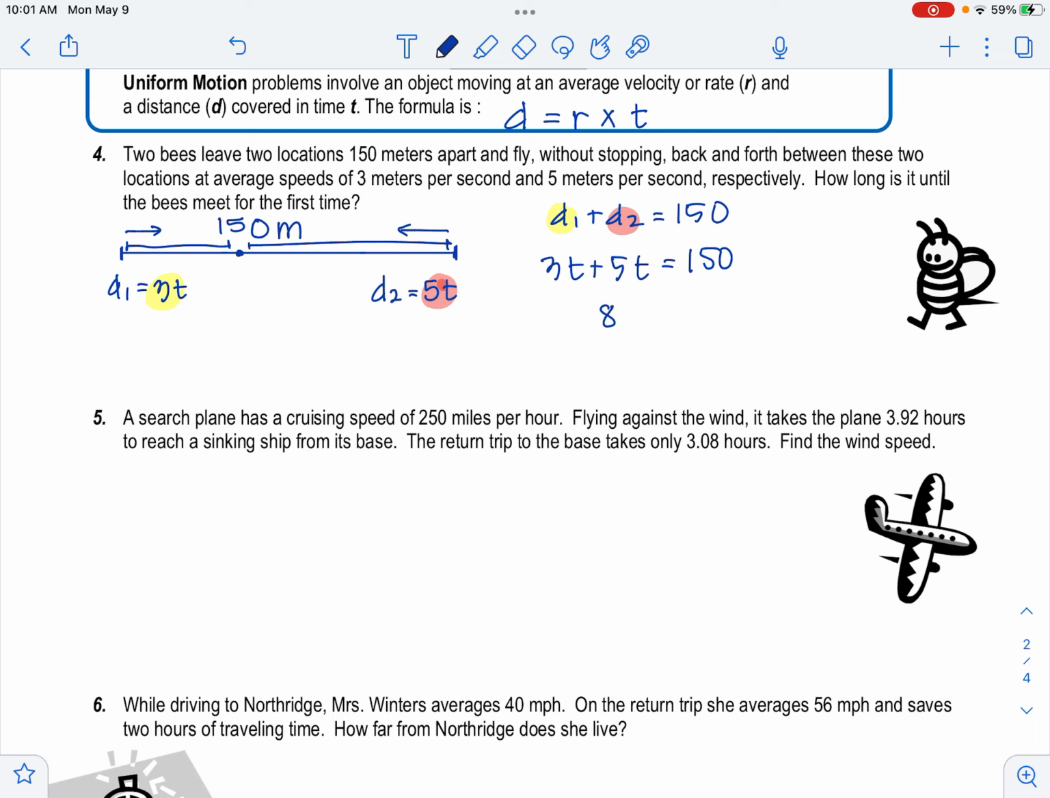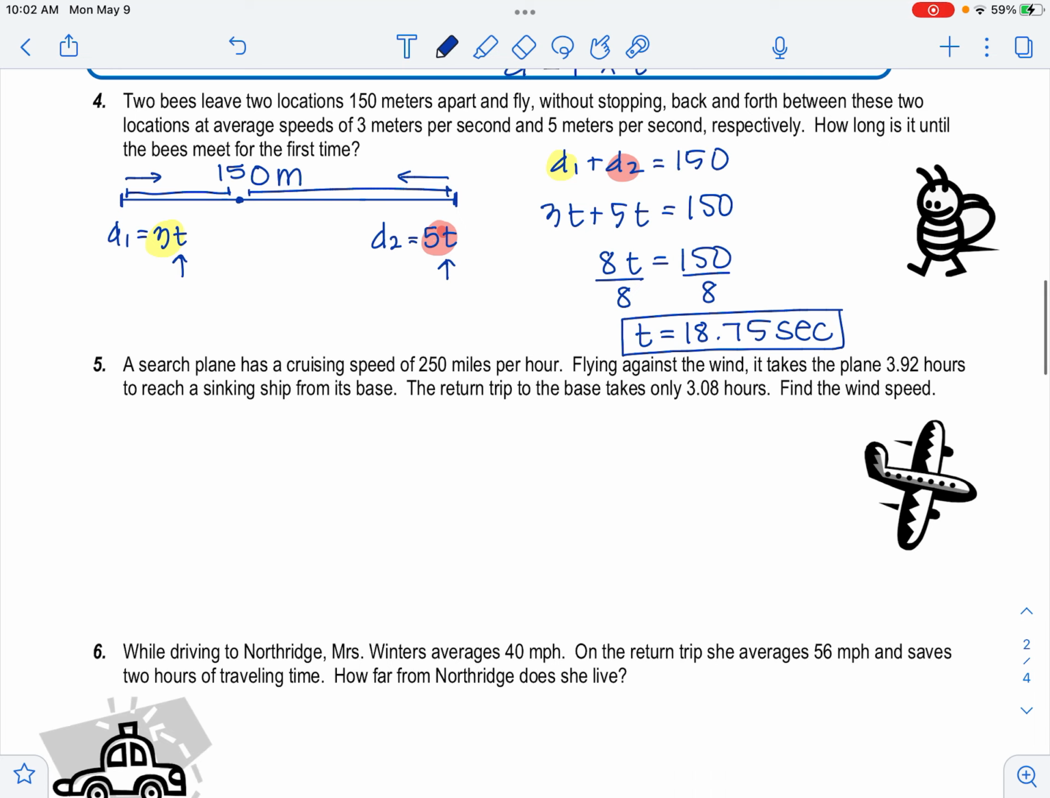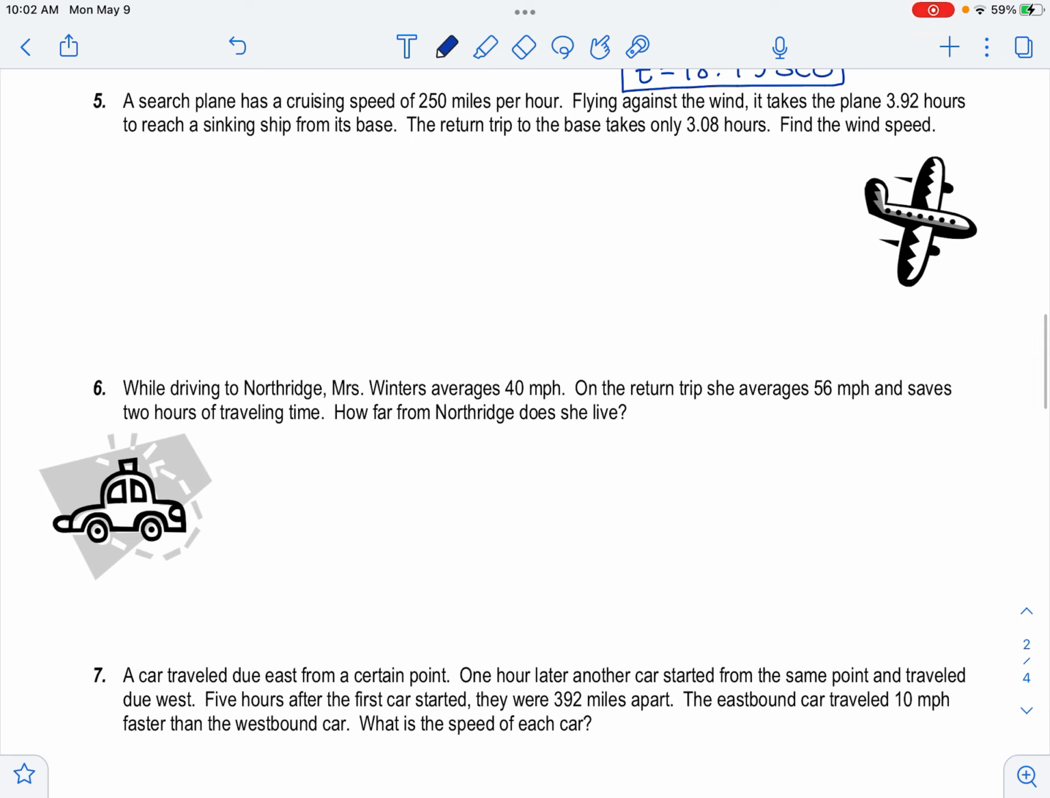So I get 8t is equal to 150. Divide both sides by 8. You can throw that in your calculator to get your time. And you get 18.75 seconds. So they will meet at 18.75 seconds. Now, if we wanted to, we could also find out how far each bee traveled before they met by plugging in 18.75 here and here, but it didn't ask us for that. All right, next problem.